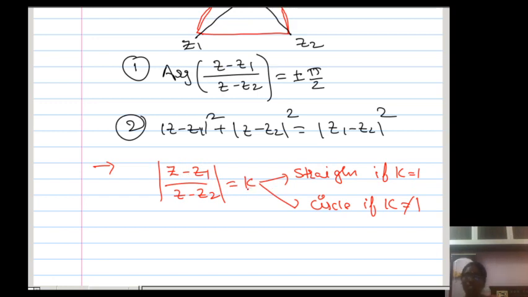Because K equal to 1 means mod Z minus Z1 is equal to mod Z minus Z2. Then the argument becomes 0, so K equal to 1 represents a straight line equation. If K is not equal to 1, if you simplify, you will get the circle equation there. So remember it directly like this.